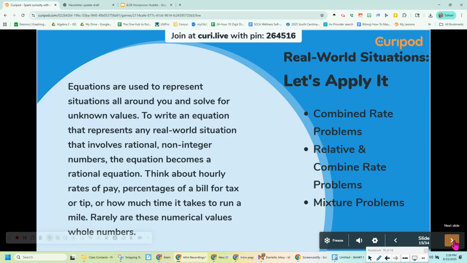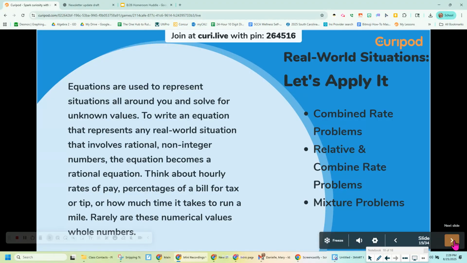All right, we're going to apply this to real world situations now. We're going to use combined rate problems, relative and combined rate problems, and mixture problems. Equations are used to represent situations all around you and solve for unknown values.